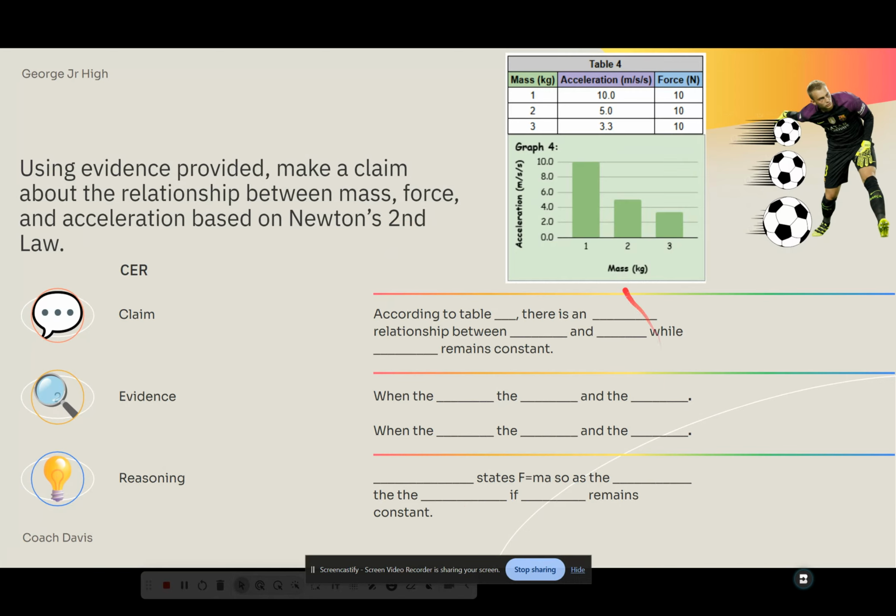So as the, what did the mass do? 1, 2, 3. And the acceleration, what's the acceleration doing? 10, 5, 3.3. Is it increasing or decreasing? If the something is remaining constant the whole time. All right. That should be about everything you need.